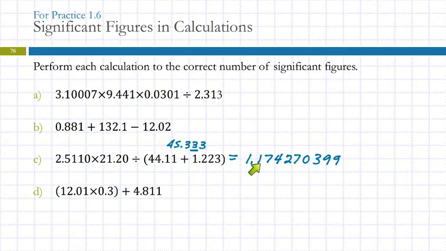So there's 1 place, 2, 3, and the 4. So this is the 4th significant figure. That's where my number is going to stop. I'm going to look at the 2 to decide, do I round up or down? And since that's less than 5, I round down, and the result is 1.174. Any questions?